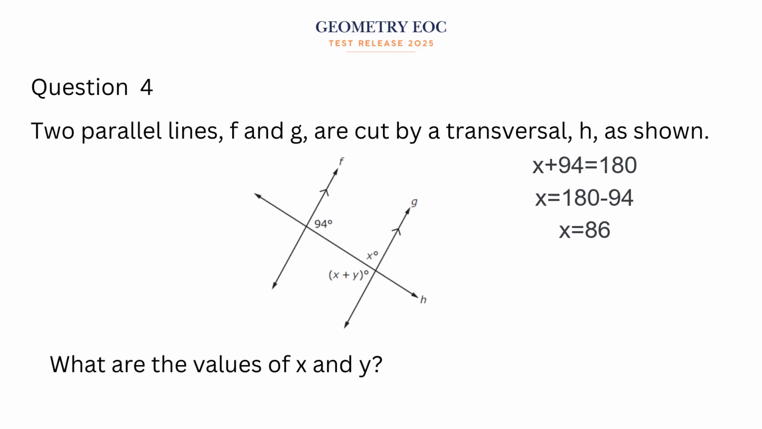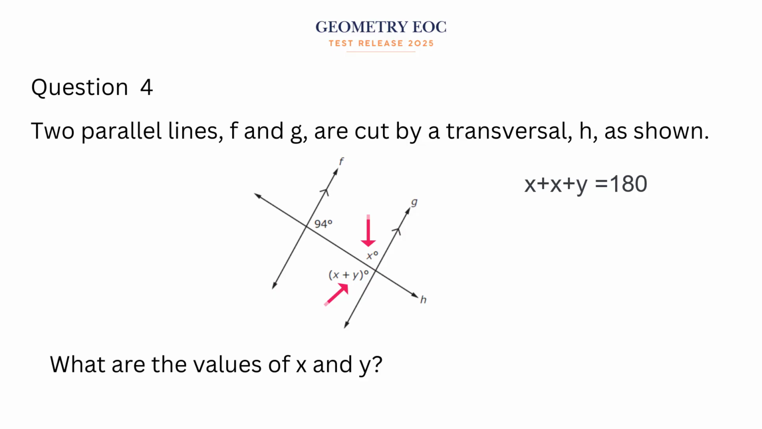Now let's move to the angle labelled x plus y. Look at its position relative to angle x. Those two angles form a linear pair, and a linear pair always adds up to 180 degrees. So we can write the equation x plus y equals 180.